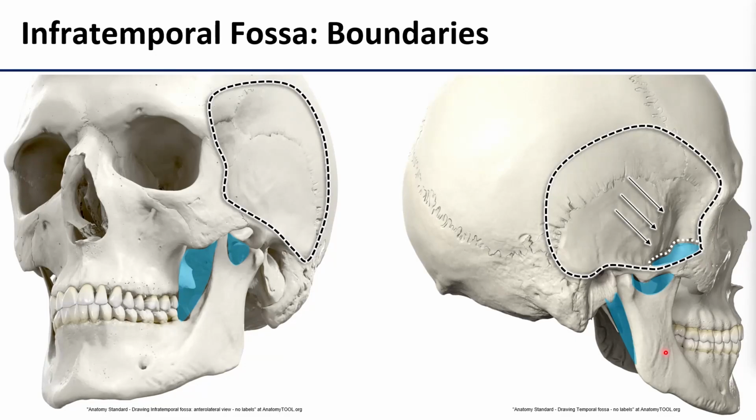We can't just draw a nice circle around it like we can with the temporal fossa. So instead, I've highlighted what you can see of it without removing the mandible here. And what I want to make obvious is that we are talking about this space that sits just deep to the mandibular ramus. Okay?